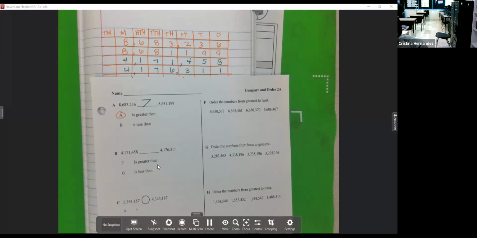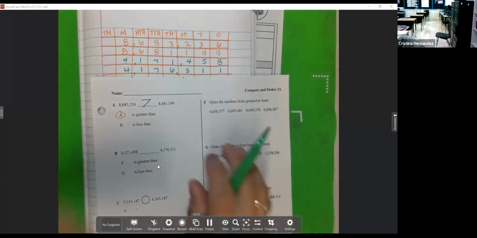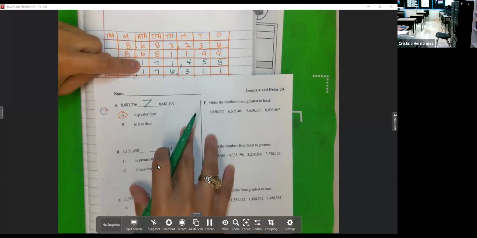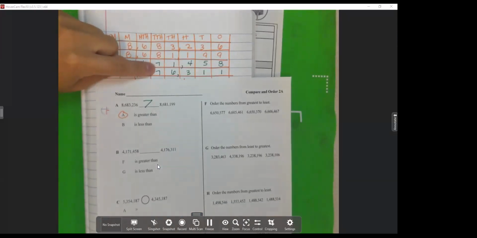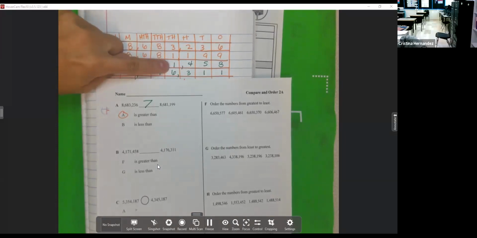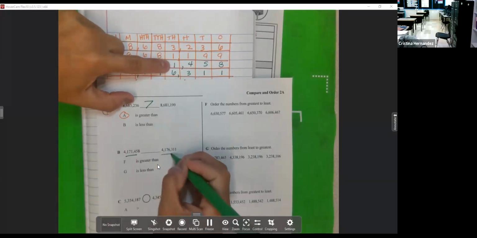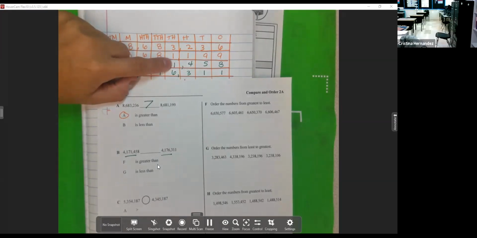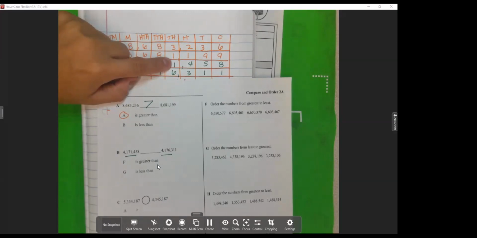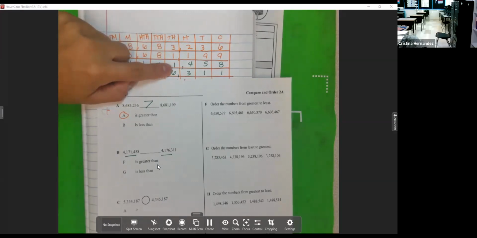Let's look at these numbers. Chloe, we put them in our place value. These are the same, right? In millions? They're the same in the 100,000s. It's not greater. We get to our thousands place. Is this number greater than that number? No. It is not. Why? Because there's a 1 in the 10,000s and there's a 6 in the 10,000s, and 6 is greater than 1. So it's less.